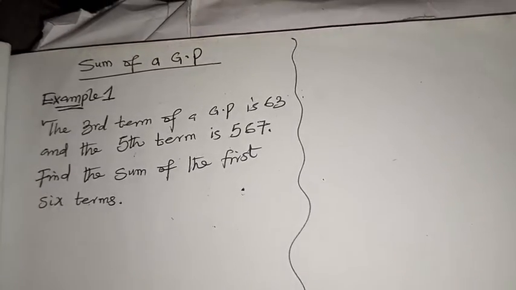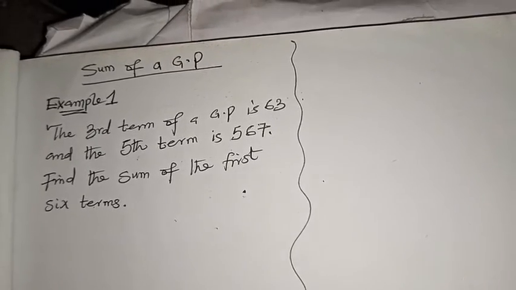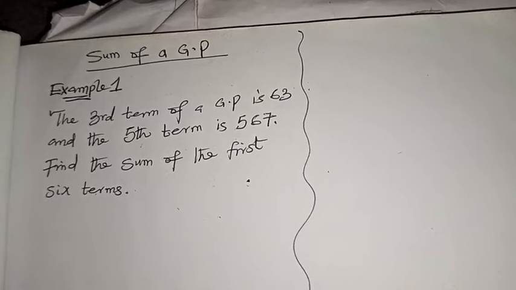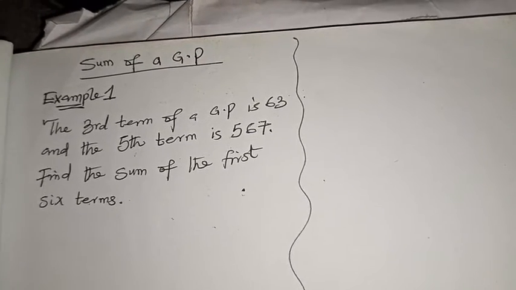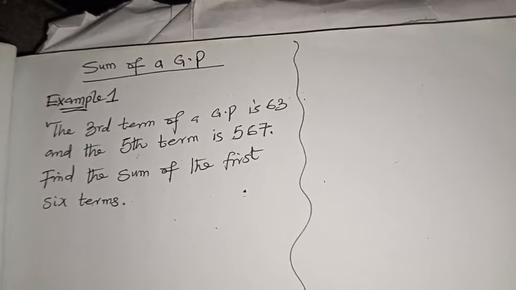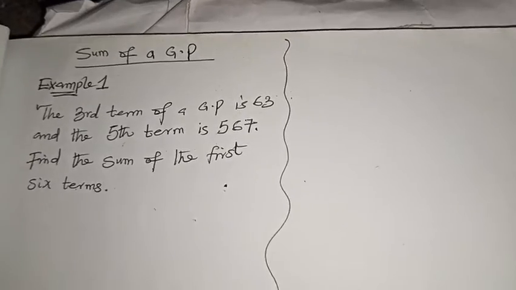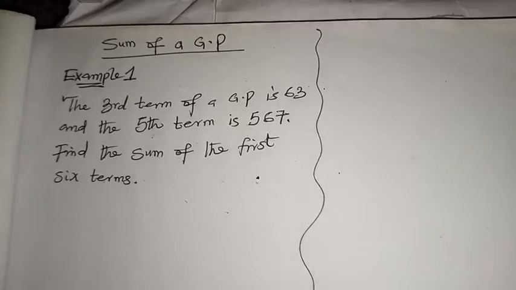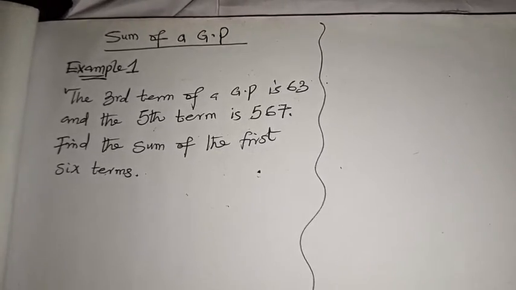So this evening we are going to look at sum of GP. And under the sum of GP, we take some examples. The first example says the third term of a GP is 63 and the fifth term is 567. Find the sum of the first six terms. So before we can solve this question, we have to find the value of A and R.